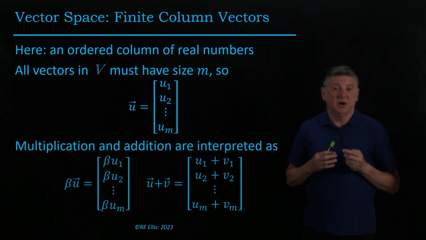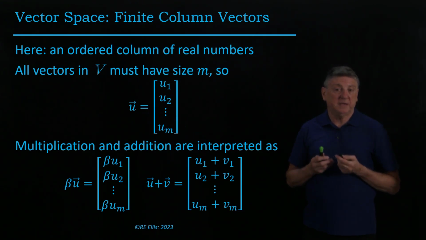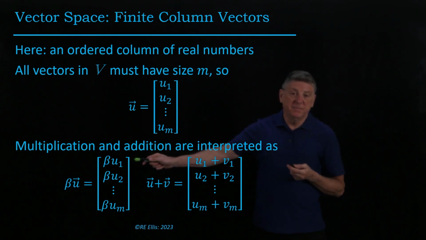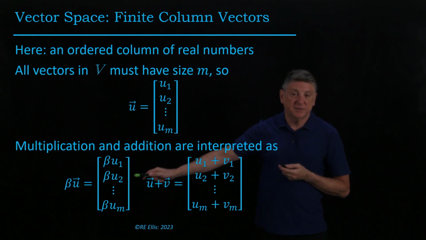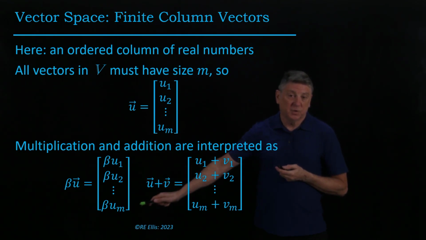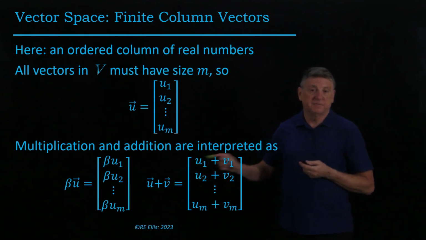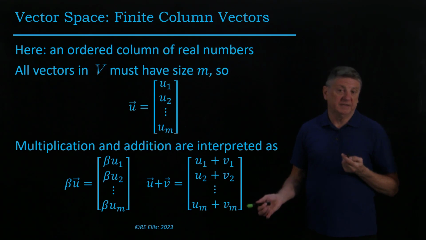Multiplication and addition are interpreted in the usual way. If we have some value beta and we multiply it by u, that's equivalent to saying that the first entry of the product is beta times u1, the second entry is beta times u2, and so on until the nth entry. And then vector sum is defined the same way, the same way that we did when we were looking at vectors.